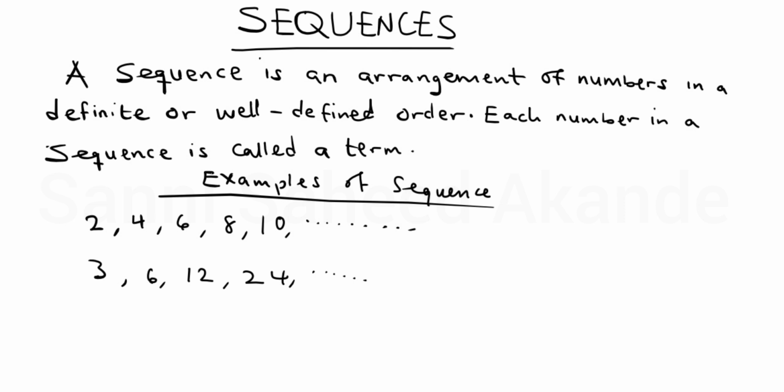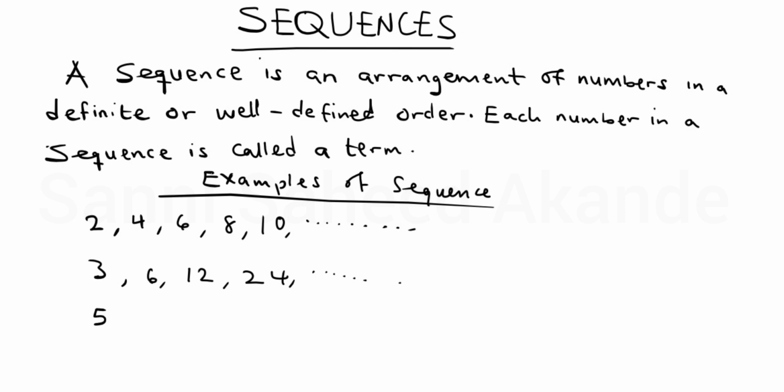So when you multiply each term by 2, you get the next term. For example, 2 times 3 will give you 6. 6 times 2 is 12. 12 times 2 is 24. To get the next one, you say 24 times 2, and it will give you the next term. Okay, and let's look at one more example.